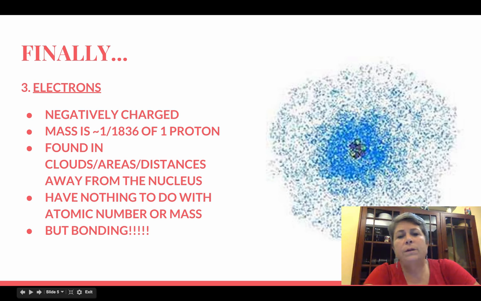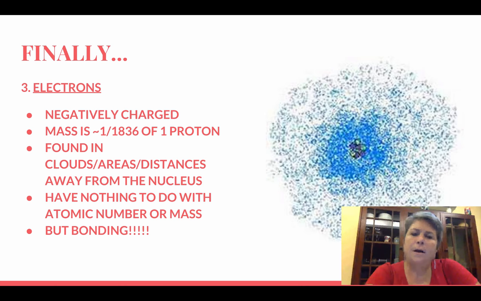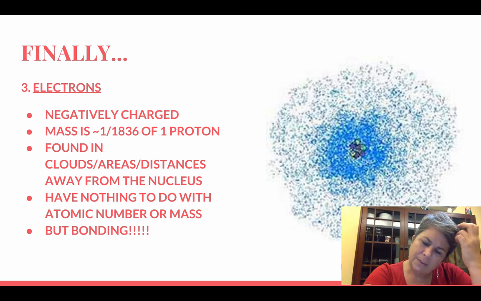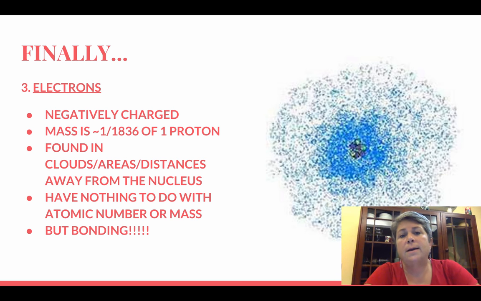All right, and then finally, the third subatomic particle are the electrons. Electrons are pretty crazy. If you are a hyperactive kid, then you are the electron in our classroom atom, okay? They are negatively charged, so they are the exact opposite charge of the proton. In every atomically neutral atom, you're going to have equal numbers of protons and electrons. If you don't, then you have something that's called an ion, and we'll be talking about ions and ionic bonding later in our study of chemistry.